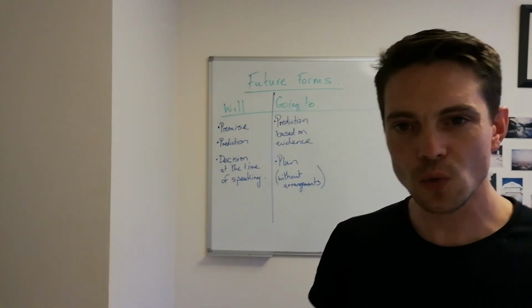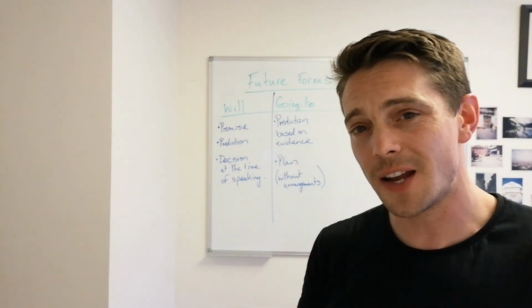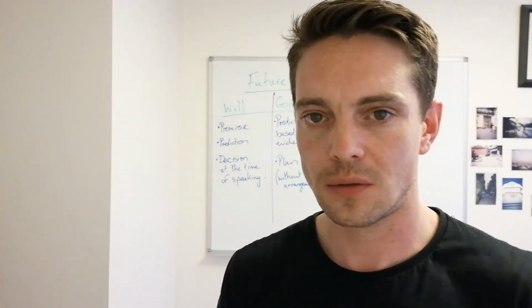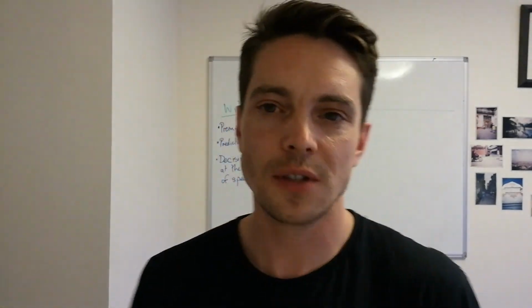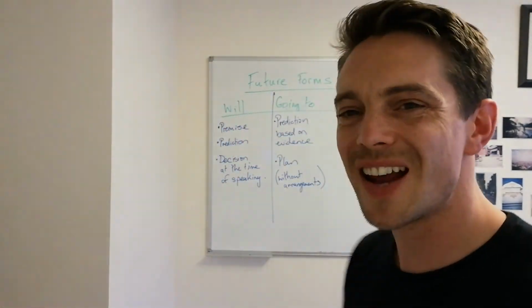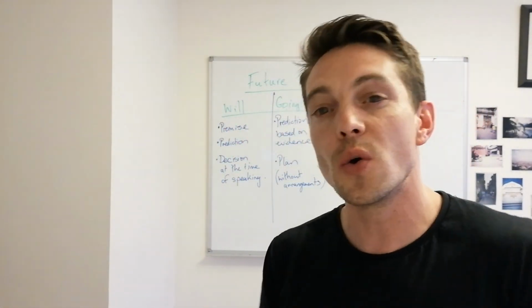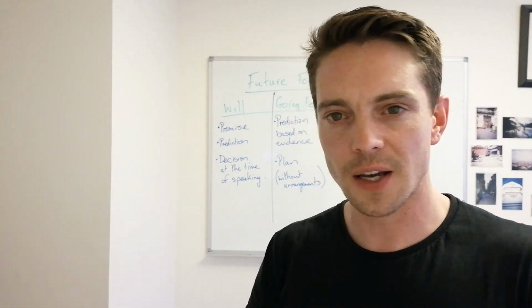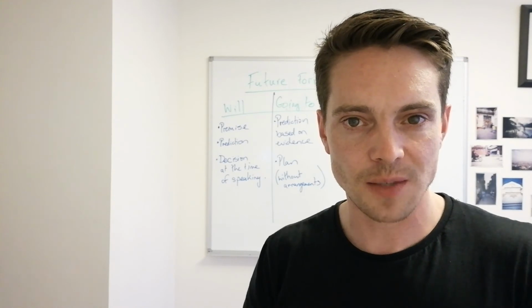So, going to, it's a prediction based on evidence. For example, watch out, the pen is going to fall. It's going to rain. Something like this. Or it's a plan without arrangements. Remember I said I was going to go to Spain? This means I don't have any flight yet. I don't have any accommodation. I don't have any Spanish phrasebook.